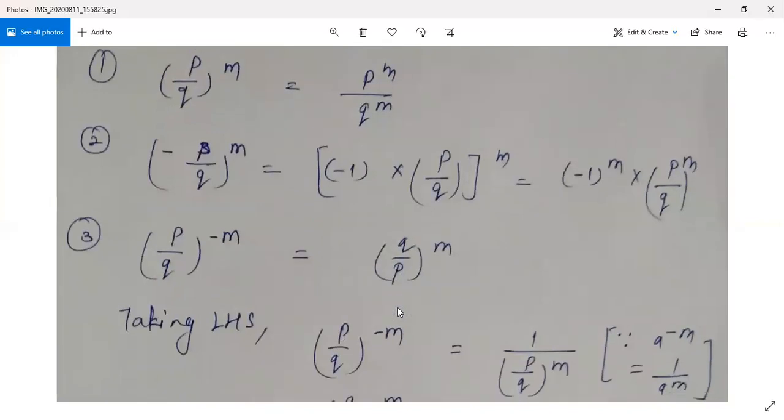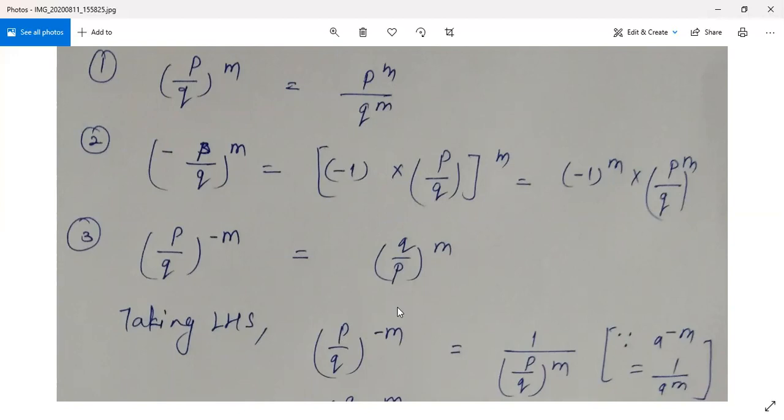The next part is if p by q is in negative form. Minus of p by q whole to the power m is given. The way you have solved in the multiplication part, I have told you already the formula of (minus a) whole to the power m. I told you that in the first part, no? Using that formula again, we get this formula: (minus p by q) whole to the power m is equal to (minus 1) into (p by q) whole to the power m, which is equal to (minus 1) to the power m multiplied by (p by q) whole to the power m.